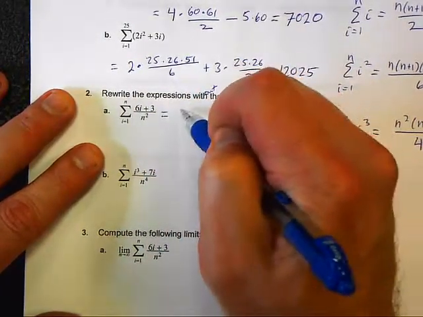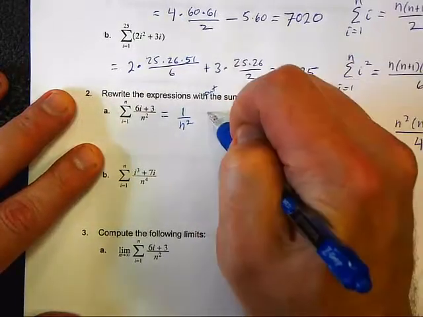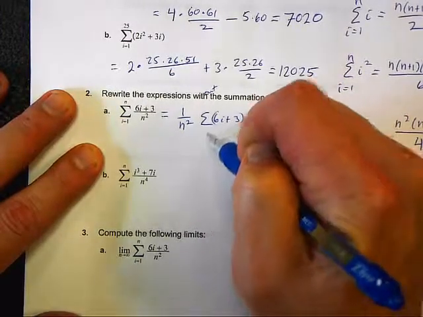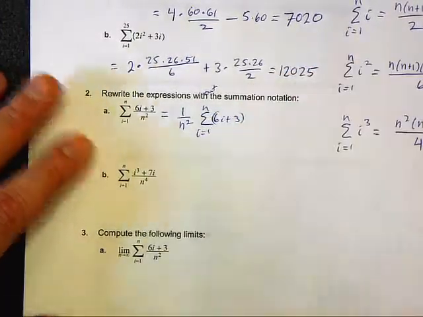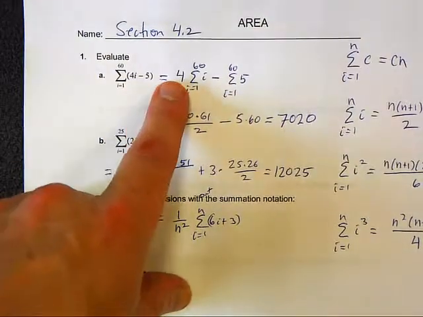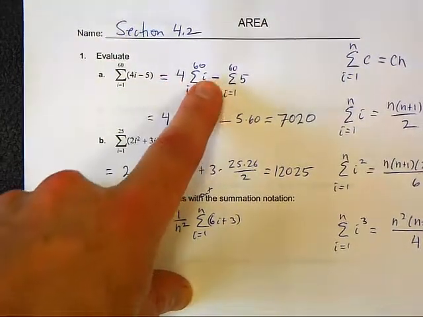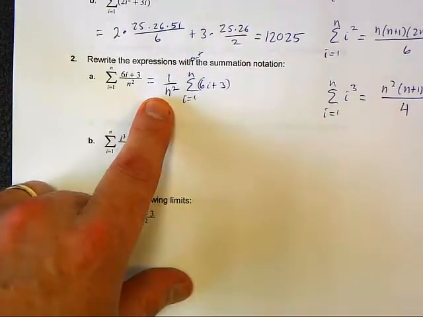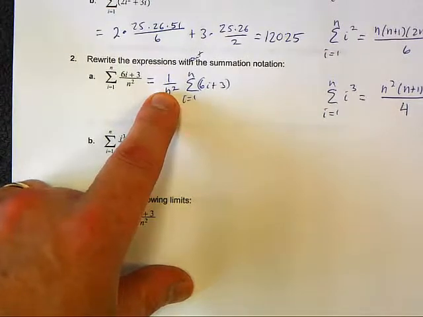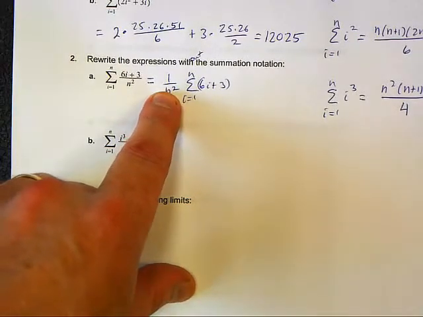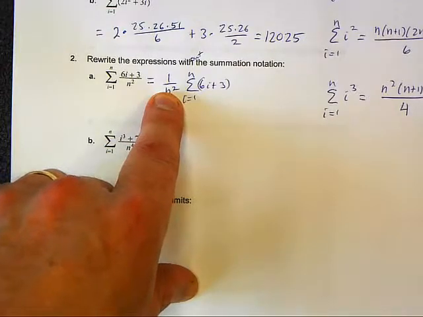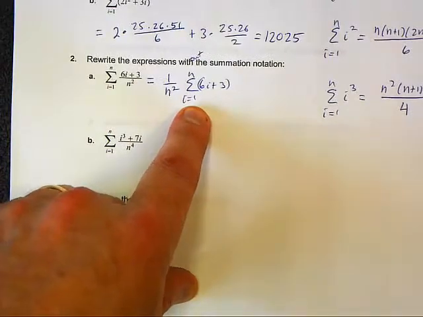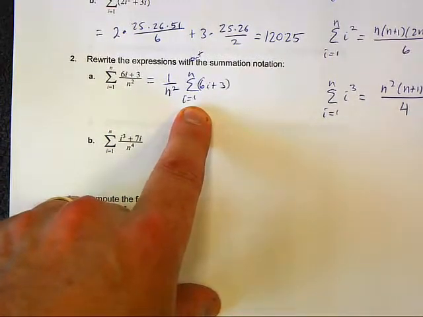So if I really wanted to, I could take this 1 over n squared and bring it out front. Just like we did up on problem A, we said 4 is just a number. I can take that 4 and bring it out to the front. 1 over n squared, in this case, is just a number. There's no i's in that piece. If it had an i in it, I could not bring it out front. How come I could not bring it out front if it had an i in it? Because I'd have to use my formula for the sum from i equals 1 to whatever.